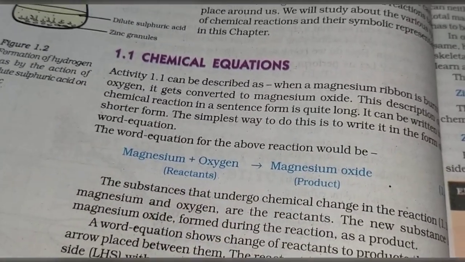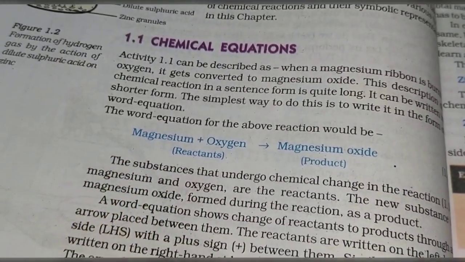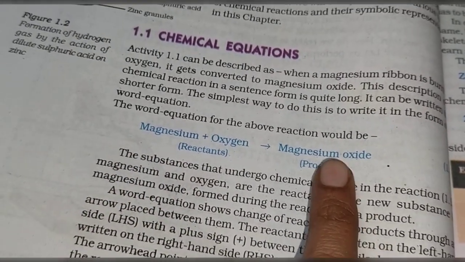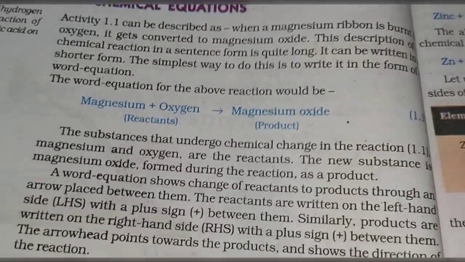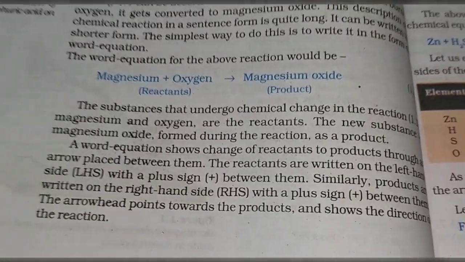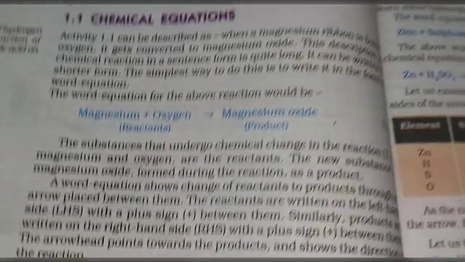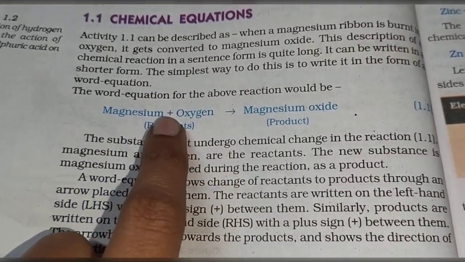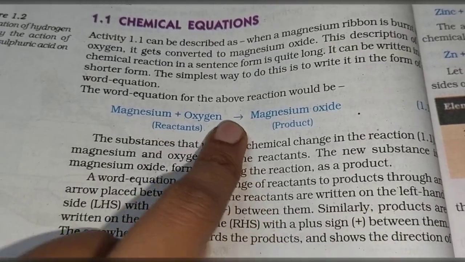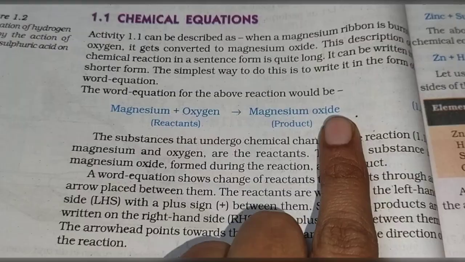The substances that undergo chemical change in a reaction are called reactants, and the new substance which is formed is nothing but the product, magnesium oxide here. So again the word equation, when we write it, is also lengthy, we know that. So to simplify it again, we write it in a chemical equation form. Here we can observe the reactants are added together with a plus mark, and an arrow mark tells that it is giving rise to products here.